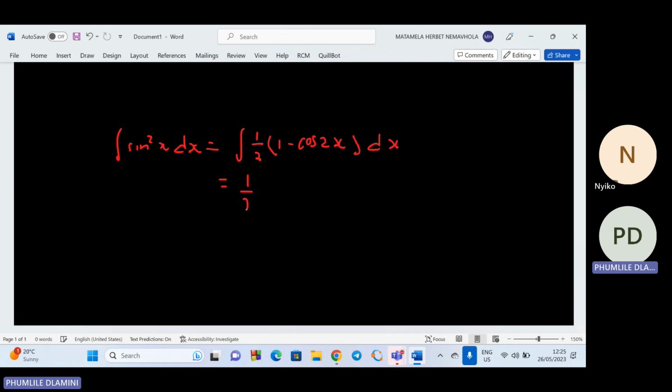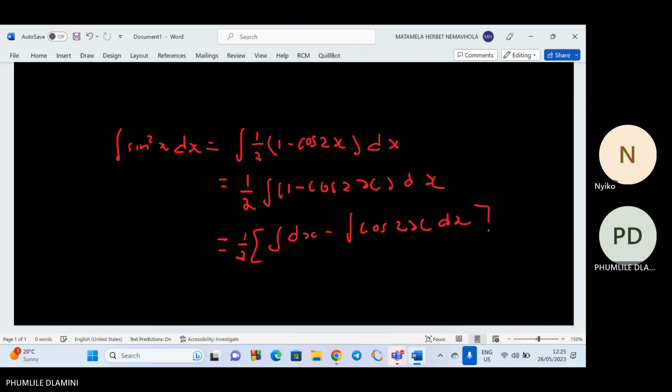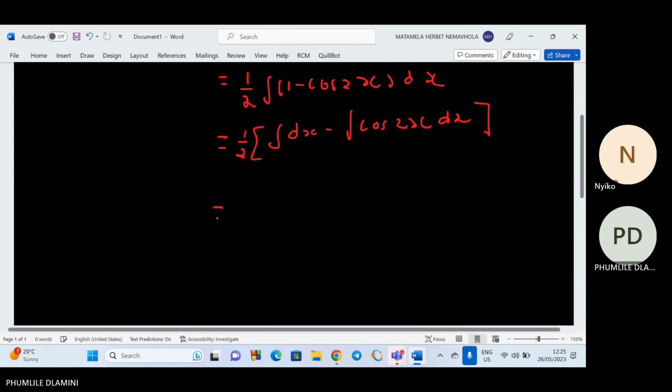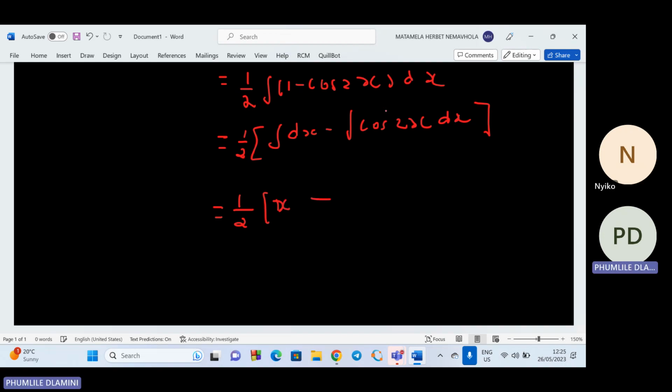Then I can take 1/2 outside. I'm going to be left with the integral of 1 minus cos 2x dx. Then this will mean that I can write this as 1/2, and inside my integral I will have the integral of dx minus the integral of cos 2x dx, which is going to give us 1/2, and 1 is going to be x here, minus the integral of cos 2x.